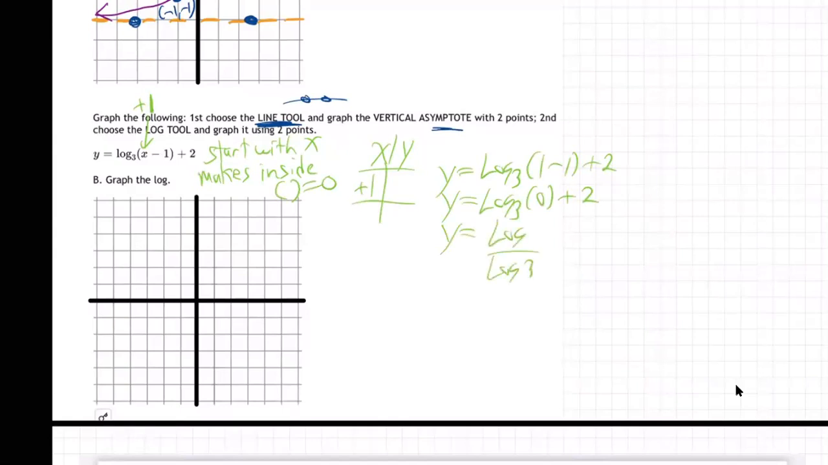Turn it into 2 logs. Log of 0 over log of 3. That's an error on your calculator, which really means it's the vertical asymptote. So at x equals 1, this is the vertical asymptote. Here, let me use a different color. This is the vertical asymptote. So I'll put that on.